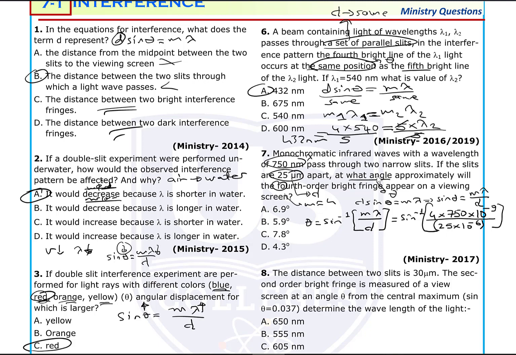Answer is 6.9 degrees. So theta is 6.9 degrees, which is A.